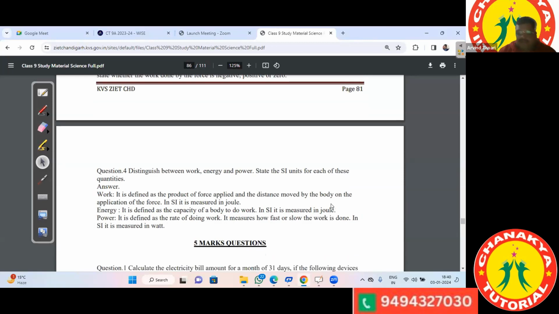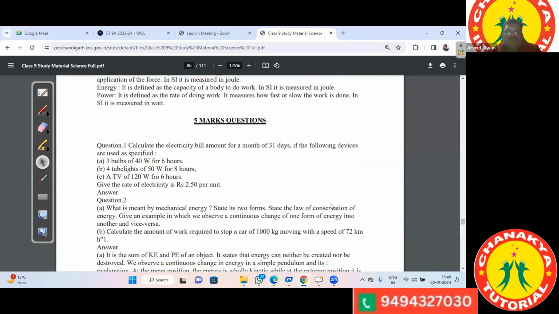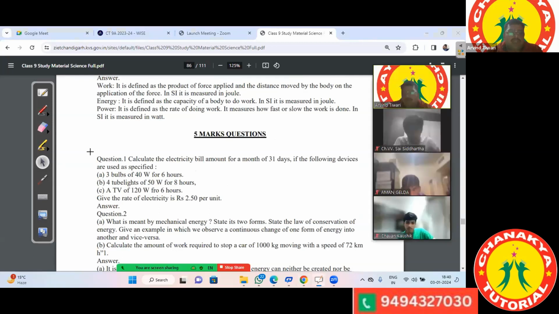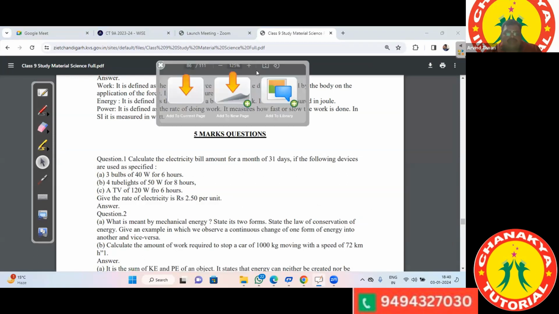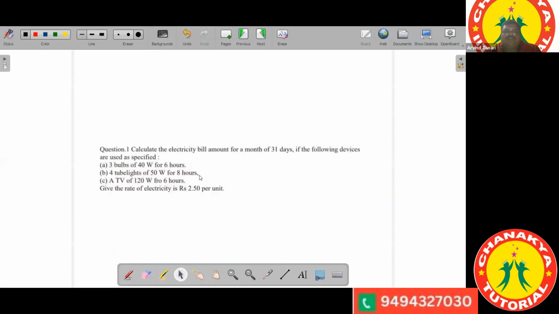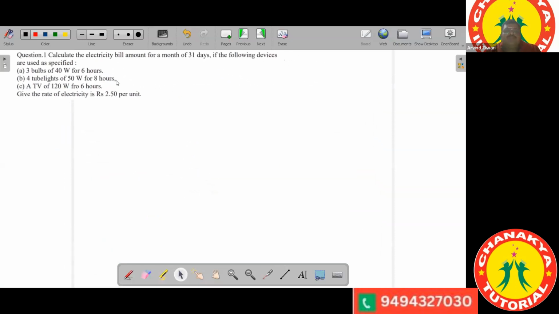Okay, let's see some long questions then. Five marks questions. So I give you this 5 marks question. We will solve this, but in the beginning 5 minutes, you are supposed to do this question. Let's see if you are able to do this, or the person who is able to do all the parts.